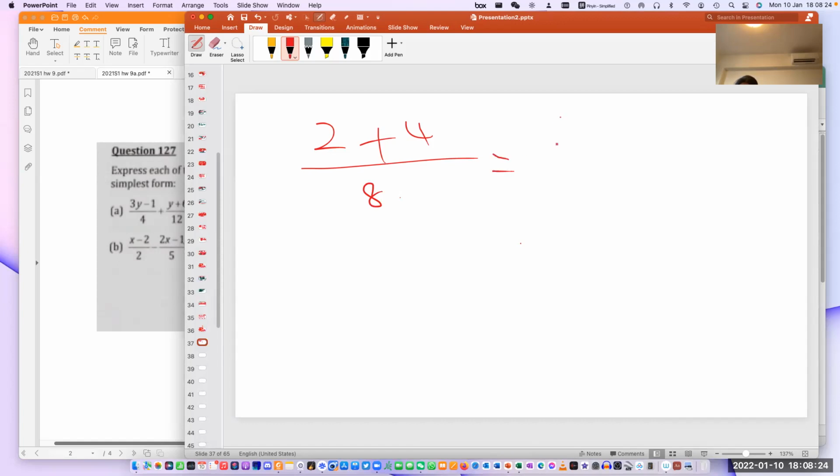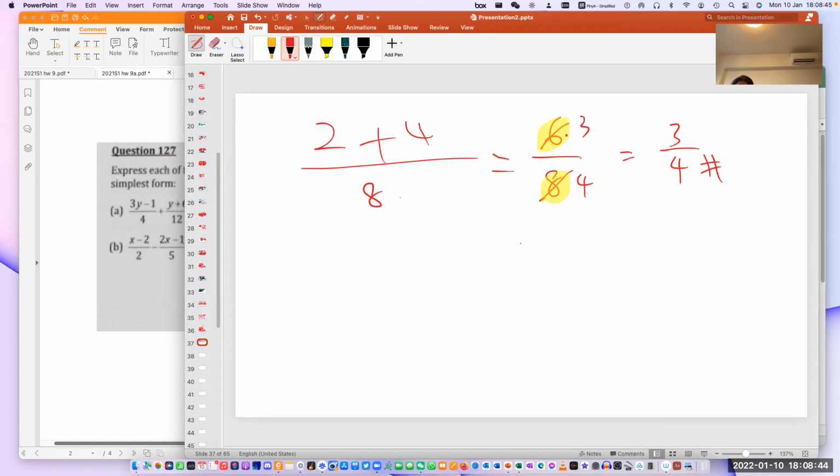A lot of students, 6 over 8, then divide by 2, 3 over 4. So the simplest form is 3 over 4. Okay, this is what you do. So when you divide by a 2 here, you get 3. When you divide by a 2 here, you get 4.